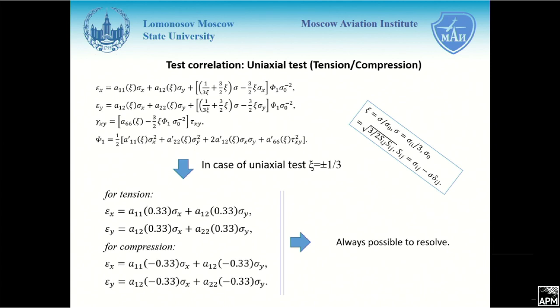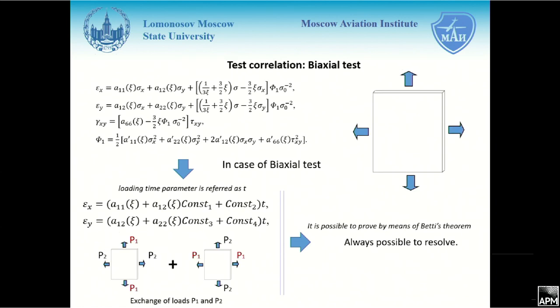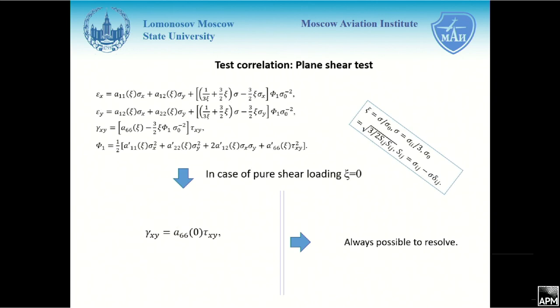In the case of uniaxial tension and uniaxial compression, we have a corresponding system which can be solved very simply. And for arbitrary biaxial tests, we have another system of equations, which can be solved too. And for the case of shear, we have this simple relation between shear stress and shear strain.